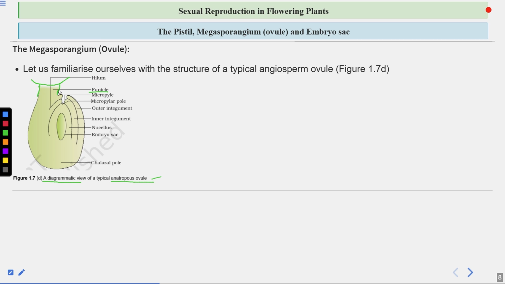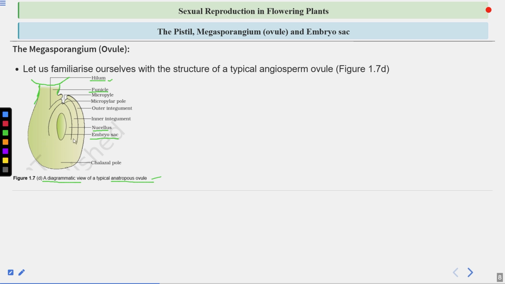Now this funicle, the stalk-like structure of the ovule, is attached to the round bulbous part of the ovule at a point of attachment. That point of attachment is called hilum. Now this whole bulbous part here is called ovule. Inside this ovule you can see there is an embryo sac, and surrounding the embryo sac there is a nucellus. Nucellus is a diploid tissue, right?